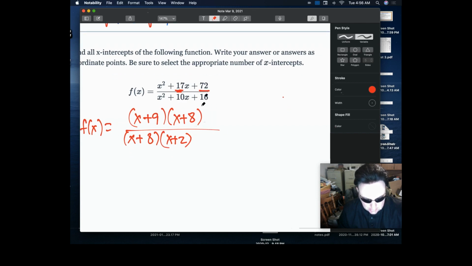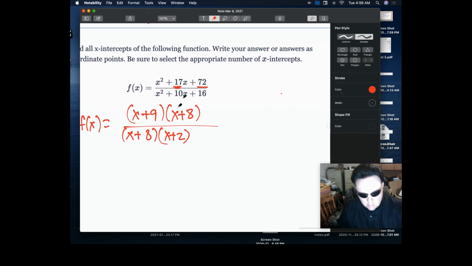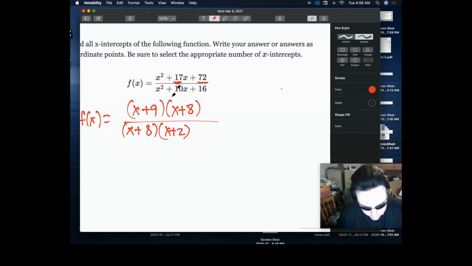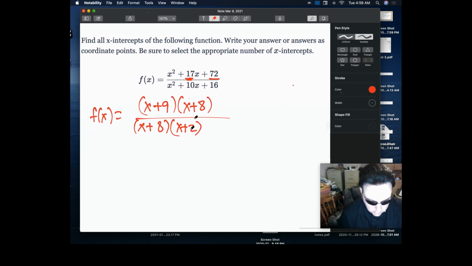Here with 16, again, I'm picking values that are close. I know 4 and 4 is the closest, but I saw 10, and so I was like, oh, 8 times 2, 8 plus 2. So you're just saying, hey, what times what is 72, and when you add or subtract, gives me 17? What times what is 16, and when you add or subtract, gives me 10? Okay.